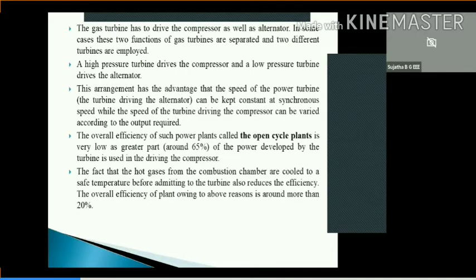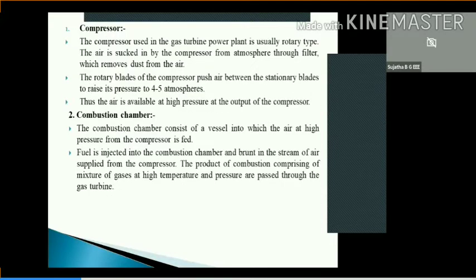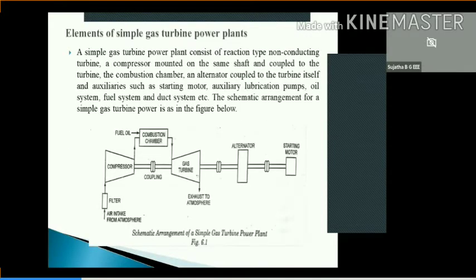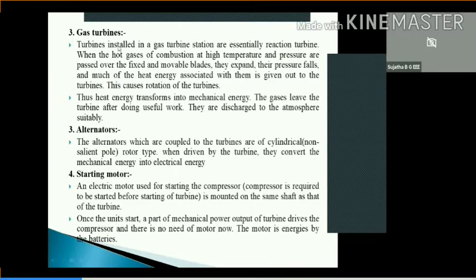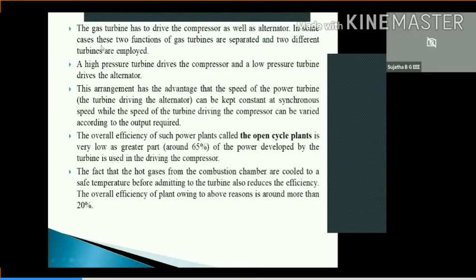Okay, so the gas turbine has to drive the compressor as well as the alternator. See, you have seen all are mounted on the same shaft. So the gas turbine has to run the compressor as well as the alternator. So in some cases, these two functions of gas turbines are separated and two different turbines are employed. So we have a high pressure turbine and a low pressure turbine. A high pressure turbine drives the compressor, whereas a low pressure turbine drives the alternator.